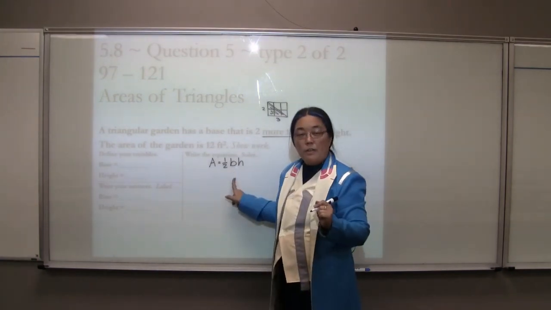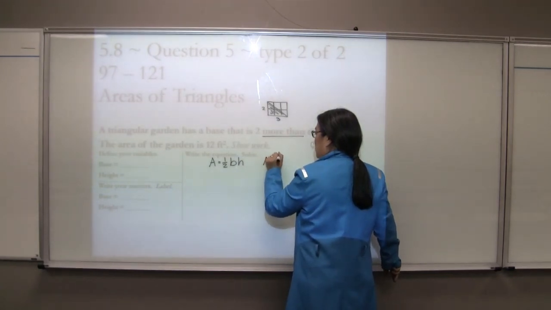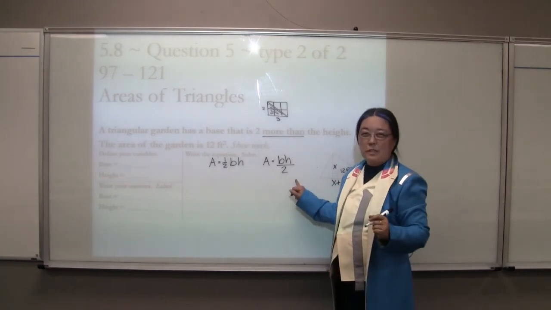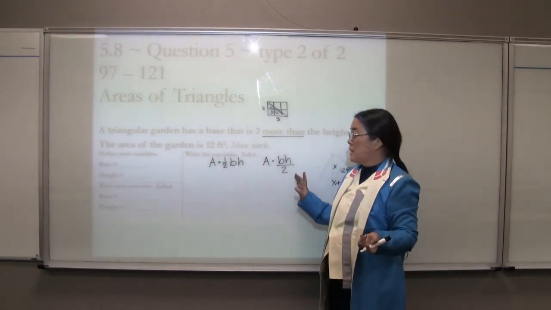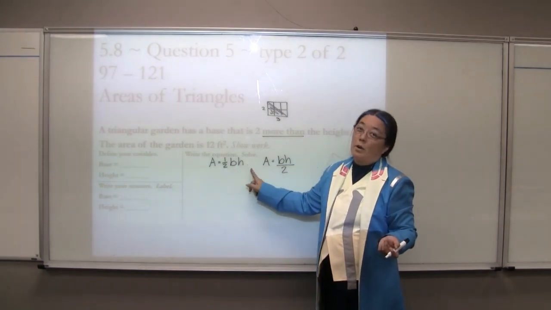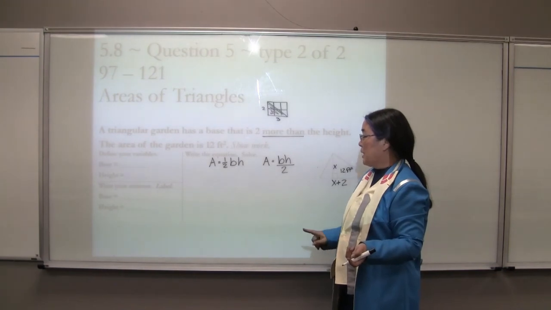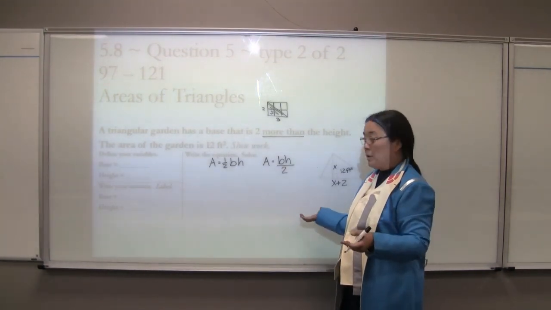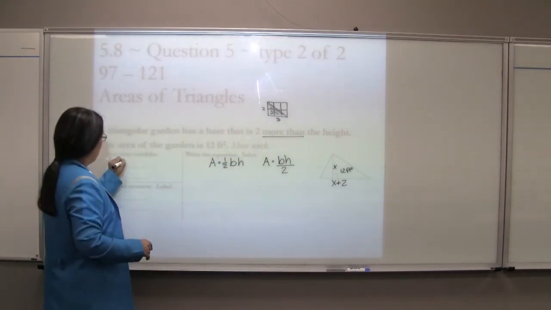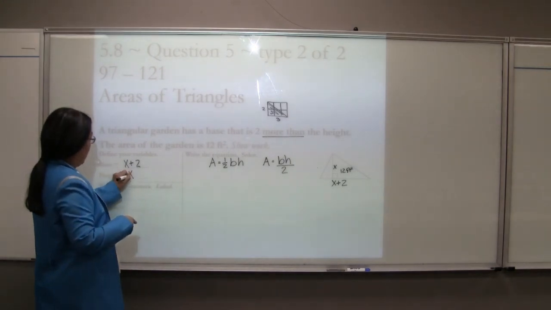You might not like having it written that way. You might also write it as area equals base times height divided by 2. This is probably a little easier to work with, making your common denominators, because some people want to make a common denominator on these as well, but they're all being multiplied. So this is probably the better one for the work that we're doing right now. The base is the bottom, the base is 2 more than the height, and the height is x.